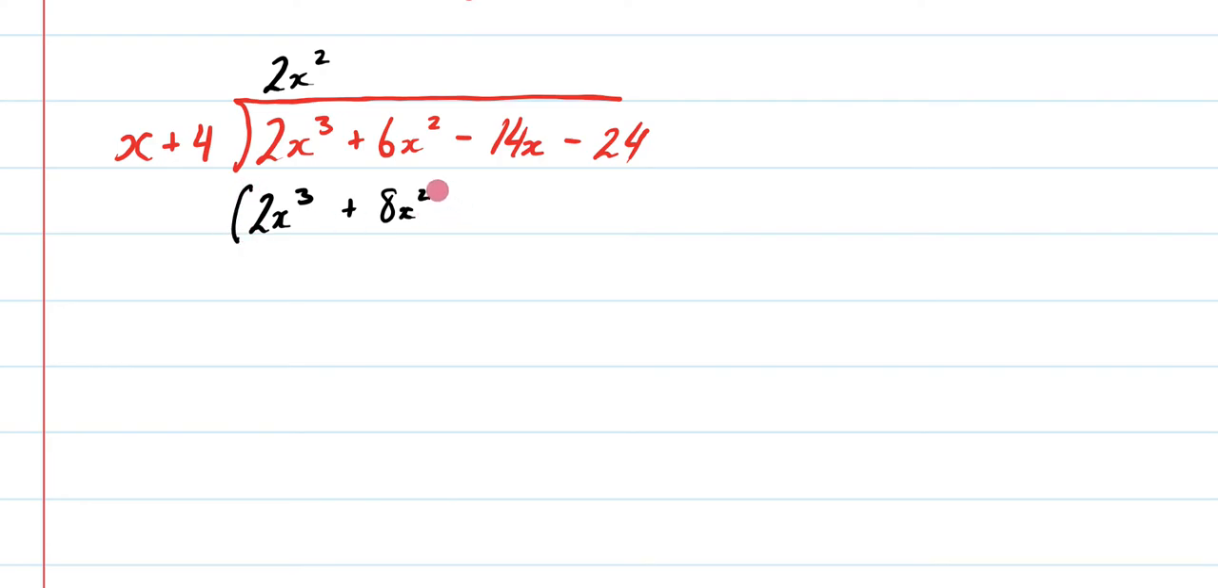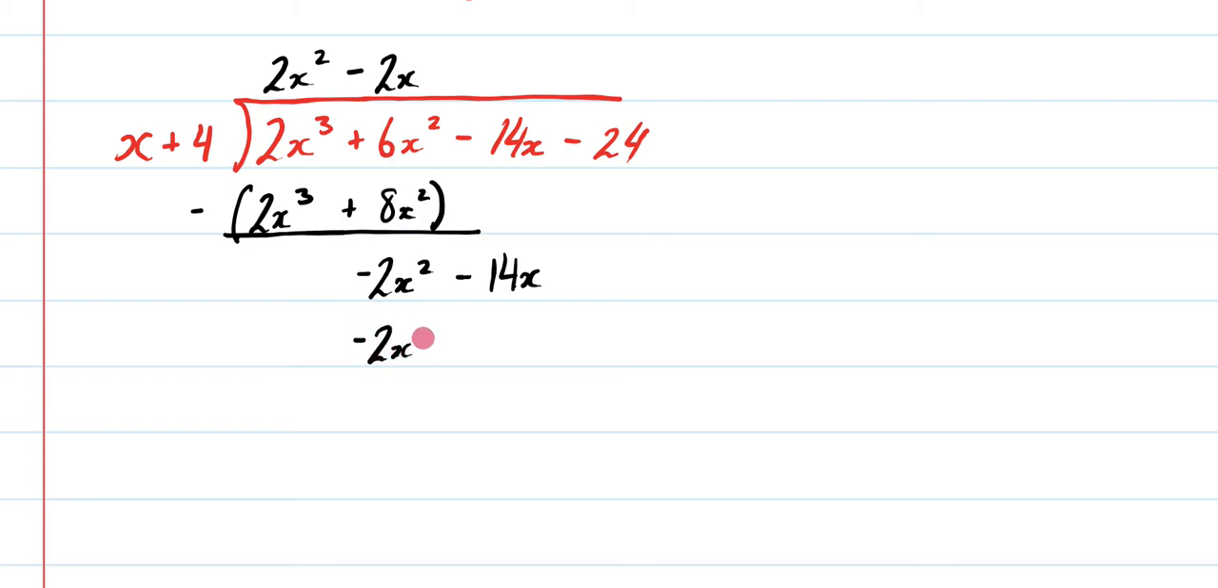Then we subtract, and we put a line here. These are going to go away, and I'm going to get 6 minus 8 is negative 2x squared. I then carry down this term, negative 14x. I then just repeat the process. How many times does x go into negative 2x squared? It goes in negative 2x times. I then multiply. Negative 2x times x is negative 2x squared. Negative 2x times 4 is negative 8x.